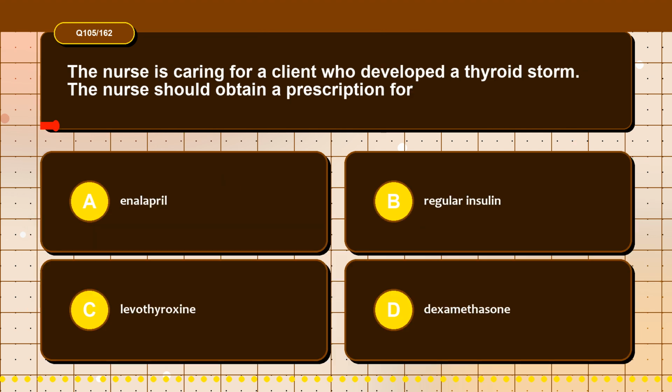Question 105. The nurse is caring for a client who developed a thyroid storm. The nurse should obtain a prescription for. Here are the options. Option A. Enalapril. Option B. Regular insulin. Option C. Levothyroxine. Option D. Dexamethasone.